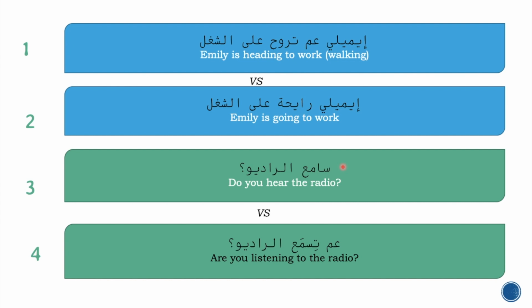So you could say John sama radio. John is hearing or listening to the radio. And you could say Inta sama radio. Are you listening to the radio? And you could say Ana sama radio. I am listening to the radio. Unlike the verb, you don't need to conjugate it. So this is the short comparison and the short answer to what's the difference between both.